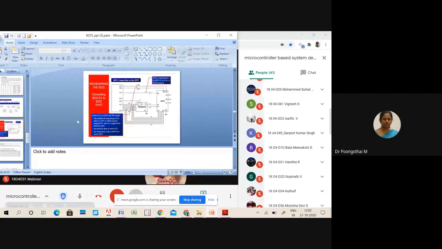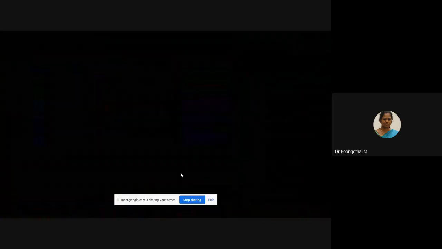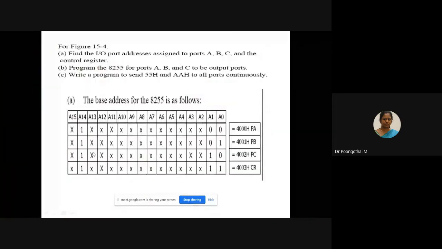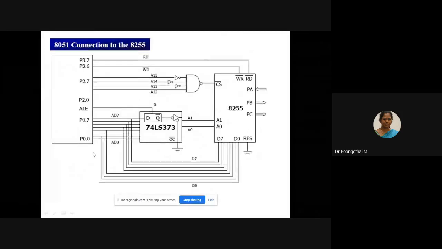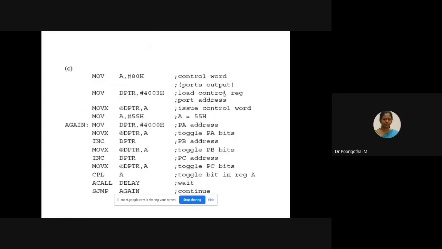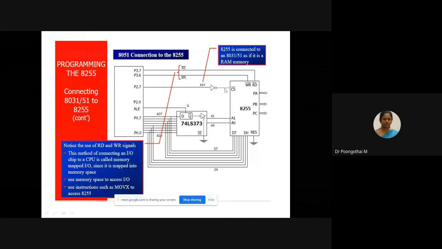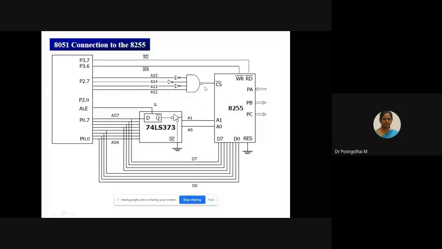So next we are going to see the next interfacing technique, that is called the decoding technique. The chip select signal can be generated either by using the direct method, where we directly connect a NOT gate from the address lines and this will generate the chip select signal. Another way of generating the chip select signal is using the decoding technique.